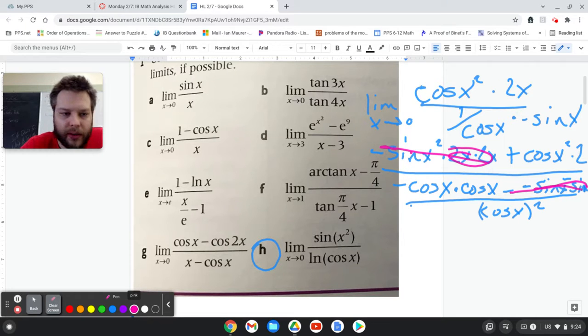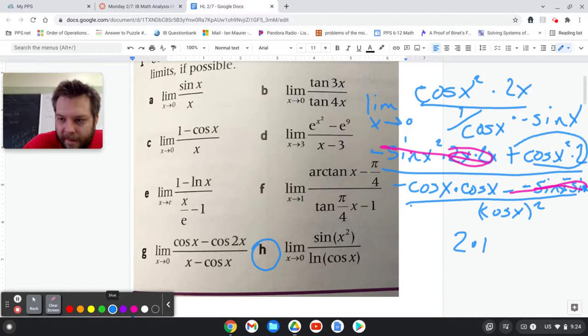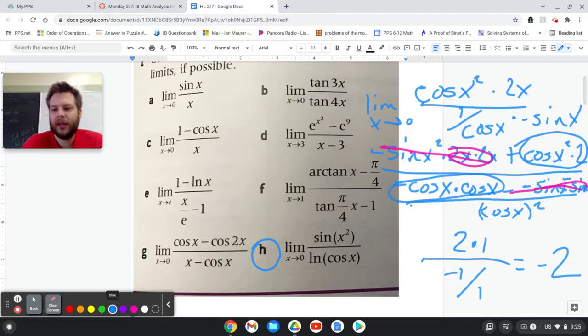So after ignoring the pink things, we can say we have 2 times 1 on the top. That comes from right here. And on the bottom, it looks like we have a negative 1 divided by 1. So I believe that comes out to be negative 2. There is a small chance that I messed up my positives and negatives on that. But the point of that last example is you may need to use L'Hopital's rule several times in order to actually obtain a numerical value for the limit.